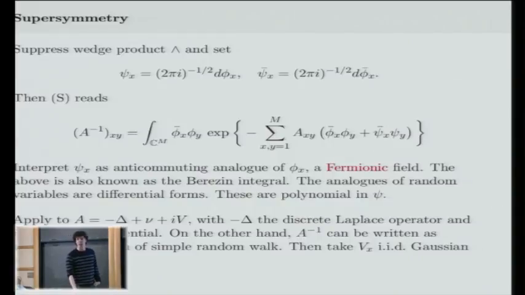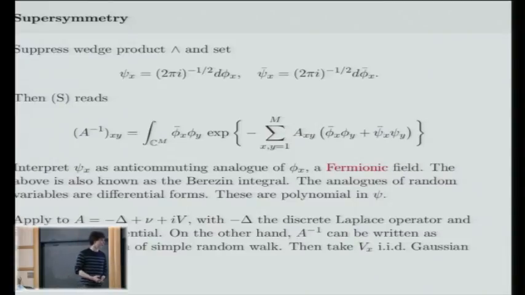And then now you can apply this formula to a particular choice of the matrix. I'm always looking at a finite torus, so this is a finite dimensional space, and take the discrete Laplace operator plus a random potential. And the random potential I'm taking here is i times a Gaussian. So this is an imaginary potential. Then you can evaluate this.